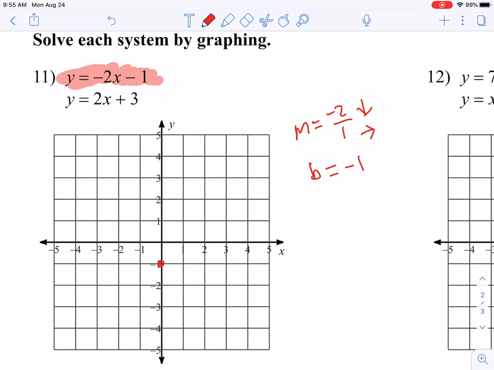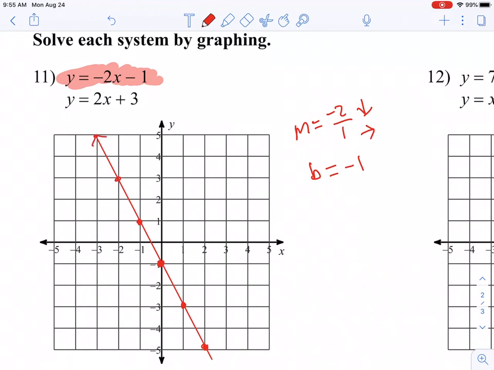Now I could do everything for my red equation first if I want to. I can begin at negative 1 and then count down to right 1, down to right 1. I can also do the exact opposite and go up to left 1, up to left 1, up to left 1, and put my line.